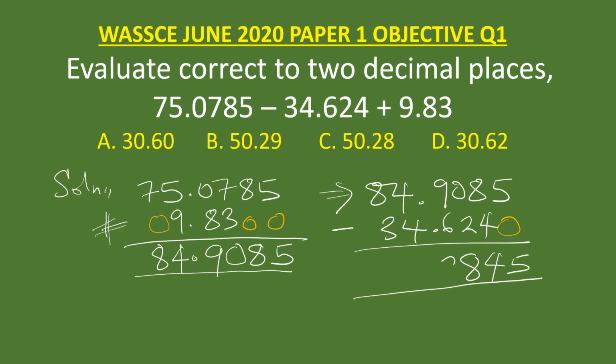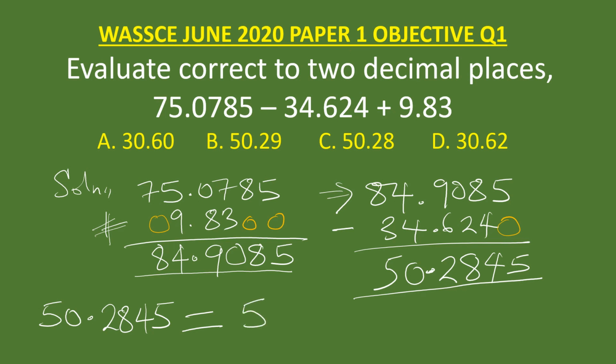8 minus 6 is 2. Now 4 minus 4 is 0. You now have 8 minus 3 is 5. So our answer is now 50.2845. But they said to 2 decimal places, it will now be 50.28 to 2 decimal places.